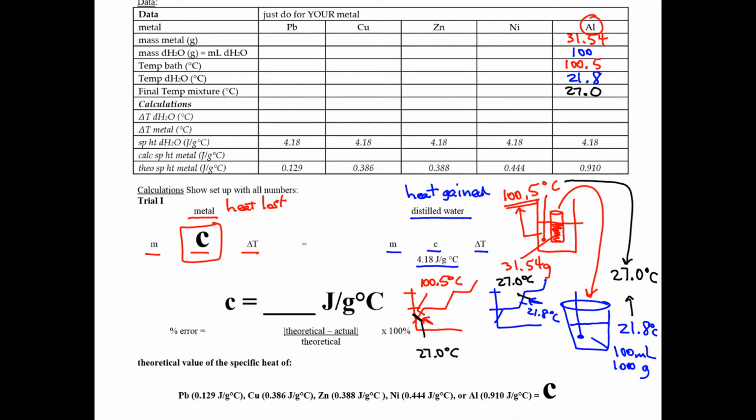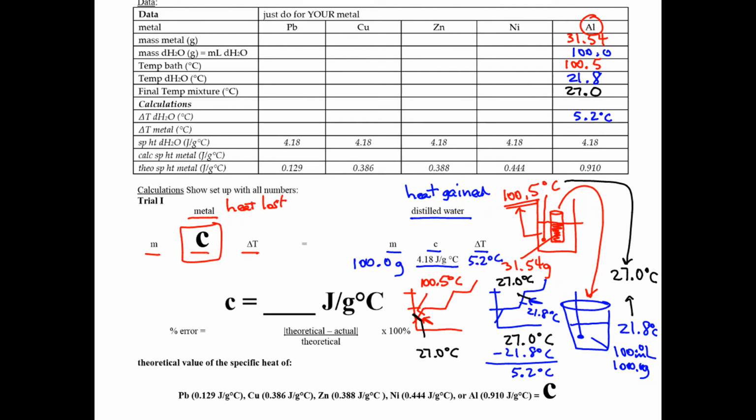So first we need the mass of the water on the right side, which is going to be 100.0 grams, because this is what I had in my data. Now we're going to look at the delta T of the water. The delta T of the water is going to be the difference between 27, the final temperature, and 21.8, which was the initial temperature. So the delta T of the water is going to be 5.2 degrees Celsius. You have to show your work for this when you type up your lab. So the delta T of the water, 5.2 degrees Celsius, and that would go under delta T.